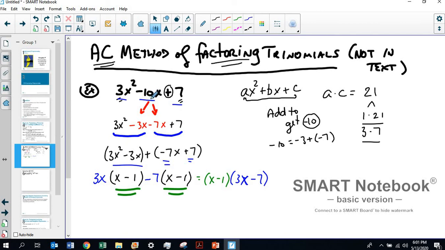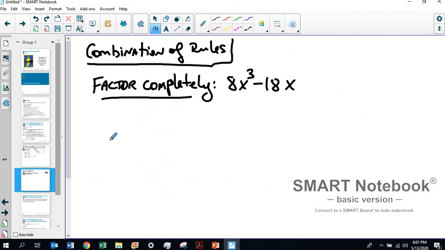Lots of practice problems are available online and in your worksheets from class on these. So that's how to factor. That's called the AC method for factoring trinomials. In general, we have the possibility of having to factor using a combination of factoring rules.